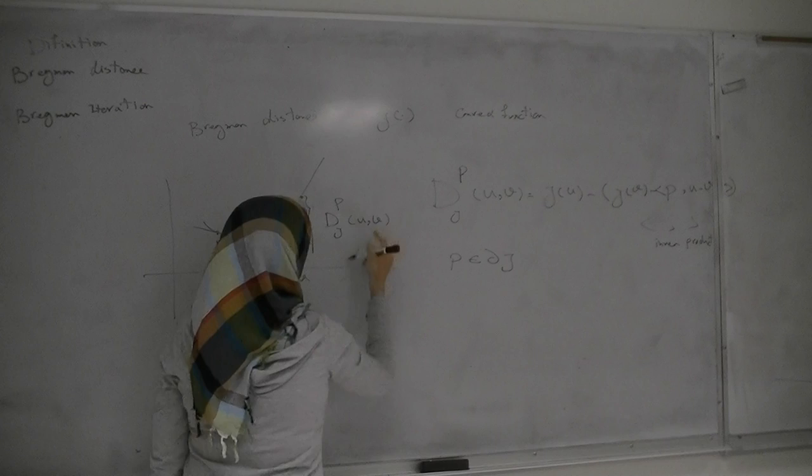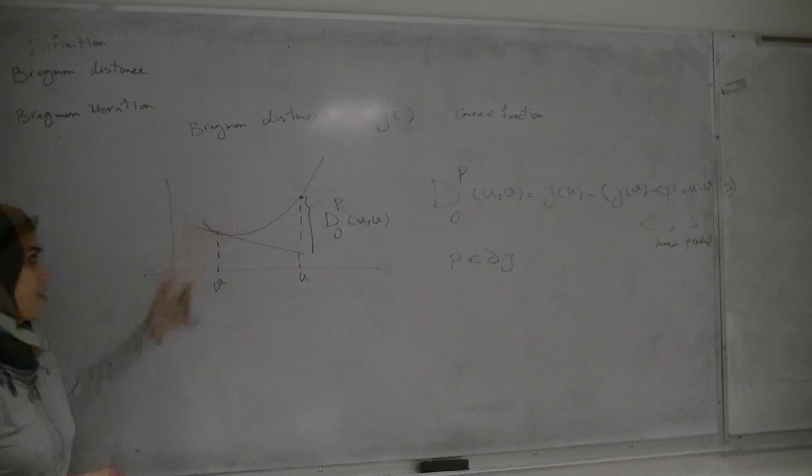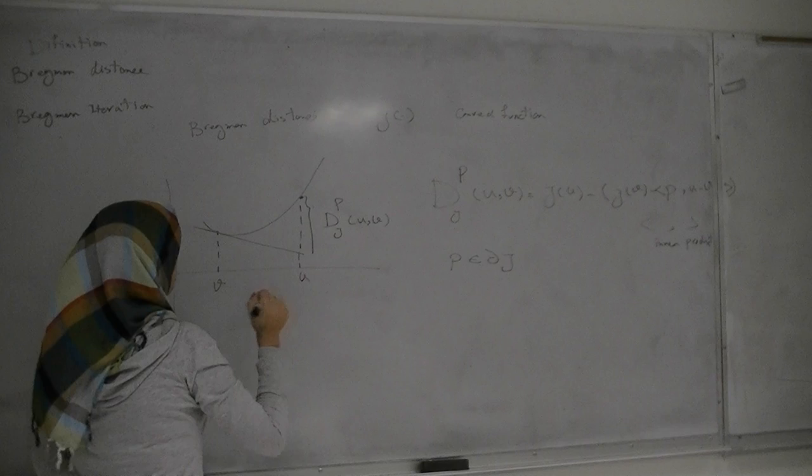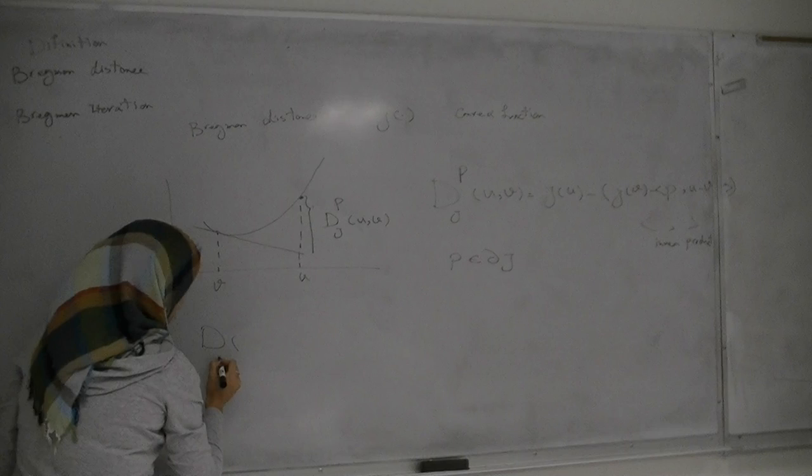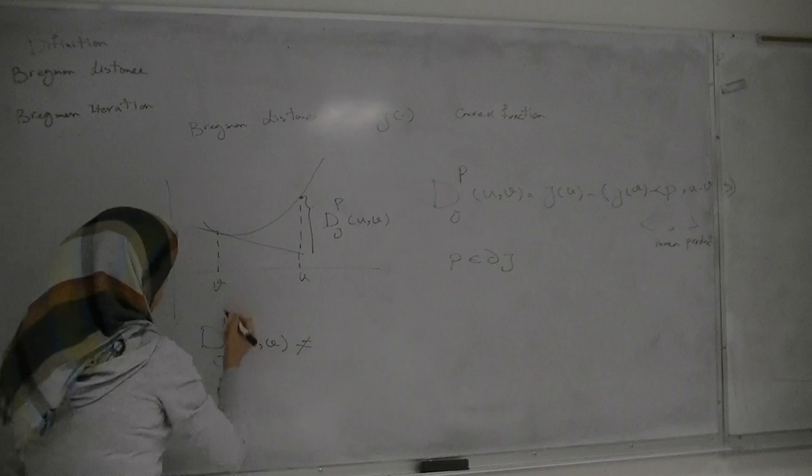And you can see that the Bregman distance is not the usual distance. We just define it like that for the Bregman distance. And because it's not the usual distance, not all of the points are equal.